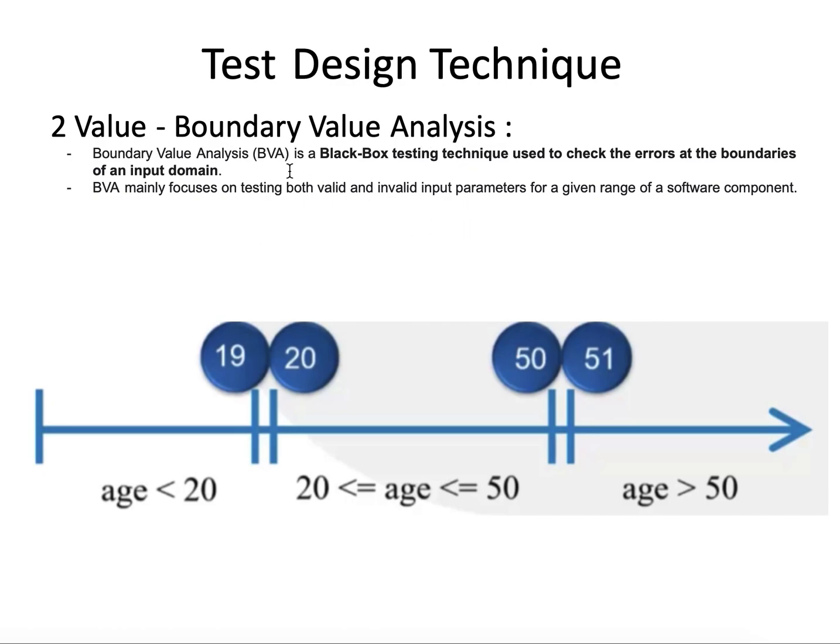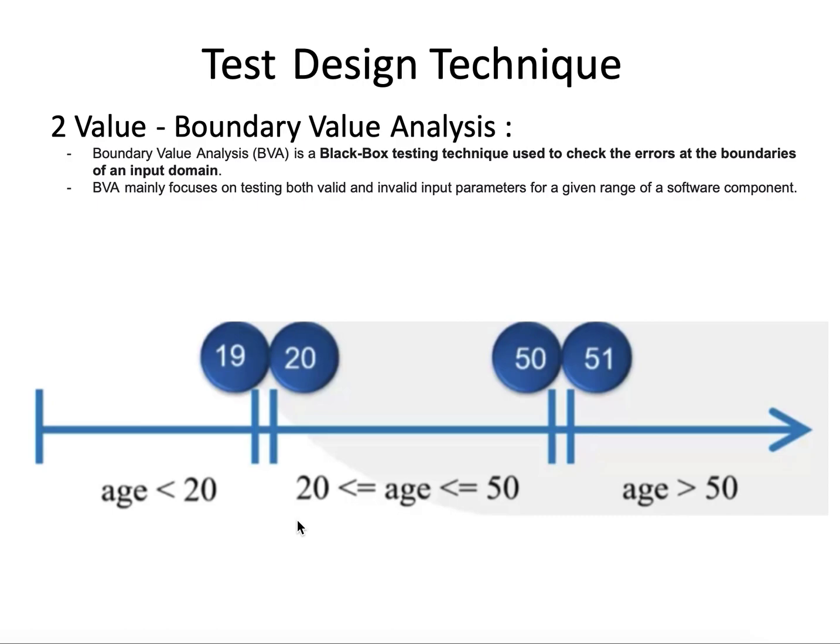I have written some theory here. The boundary value black box test design technique is used to check for errors at the boundaries of an input domain. So if we have input with respect to a boundary like a range, then we can apply boundary value analysis. Boundary value analysis mainly focuses on testing both valid and invalid input parameters for a given range of a software component.